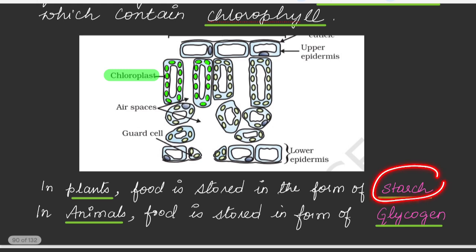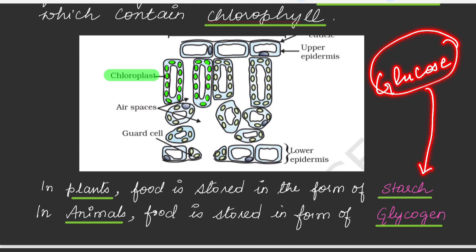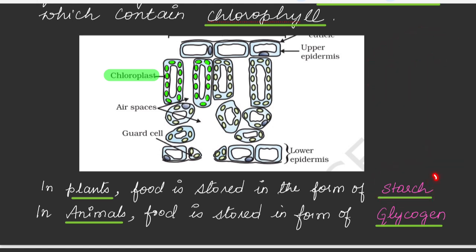And then very important terms, that is starch and glycogen. You know that plants will prepare their own food. Suppose they prepare excess food, what will happen to that excess food? The food which is not used at that time will be stored. It will be stored in the form of starch. That is, if excess glucose is present, glucose will be converted into starch and it will be stored in the plant body. So the storage food is called starch.